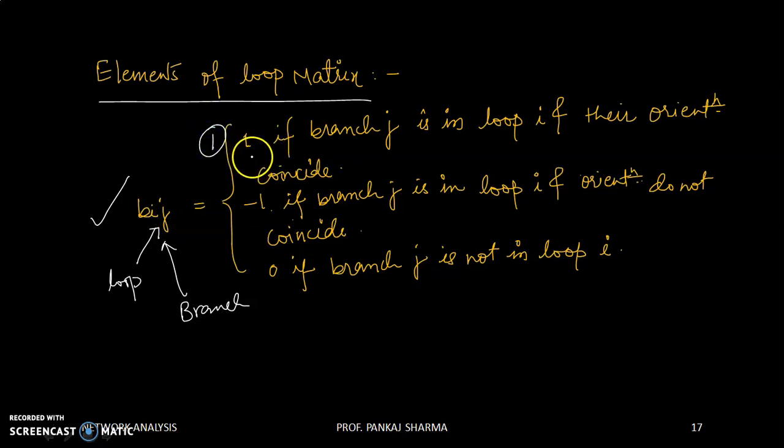Its value will be 1 if branch J is in loop I and their orientations coincide.